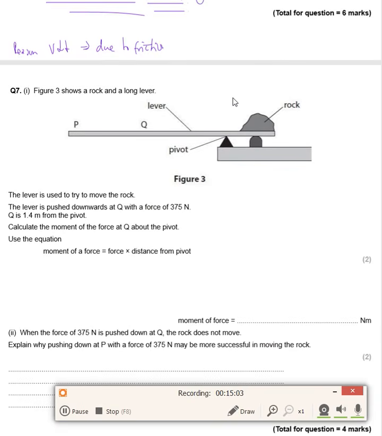Now this is a nice question, the equation is given to us. So all we need to work out is the moment of the force. Now the lever, the force of this one, therefore force is this much, and it is 1.4 meters away, and the answer is 525. Okay, nice and easy.